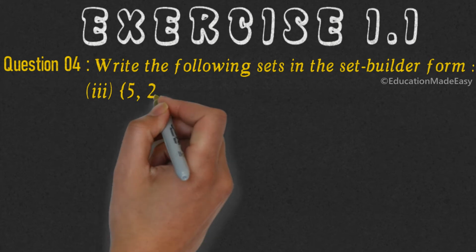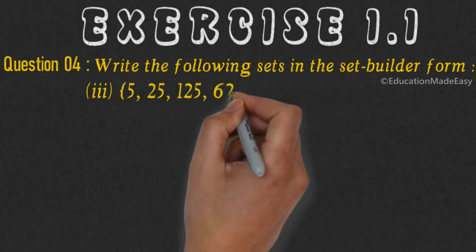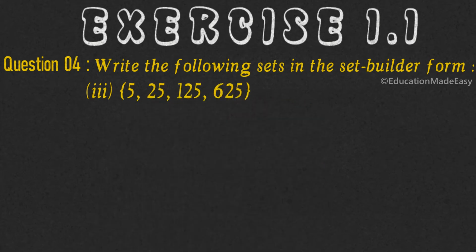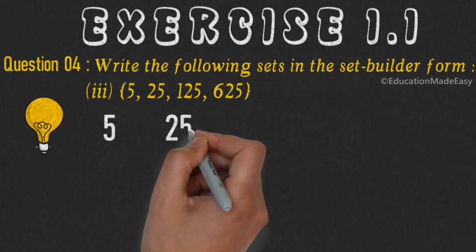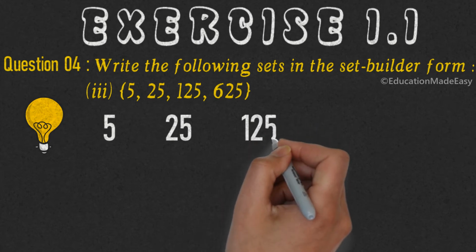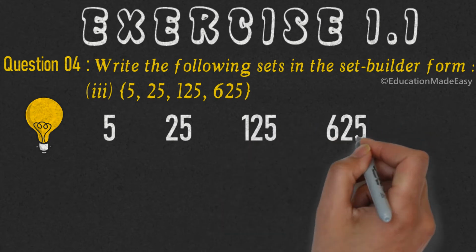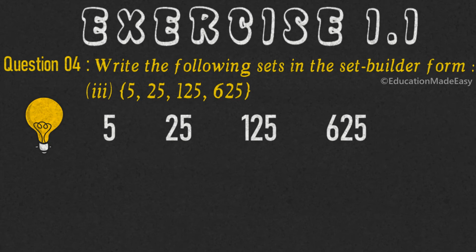Next is section 3 of question 4. Set of 5, 25, 125, 625. Solution. The elements of the given set are 5, 25, 125, and 625. You can see that all these elements are powers of 5.